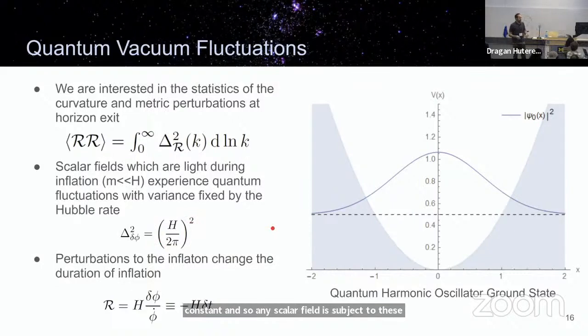Another way to think about it is that there's a cosmological horizon during inflation. And that cosmological horizon, much like the horizon of a black hole, has quantum radiation, like Hawking radiation from a black hole.